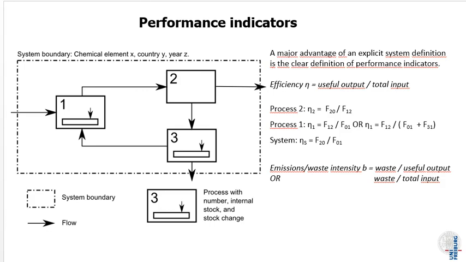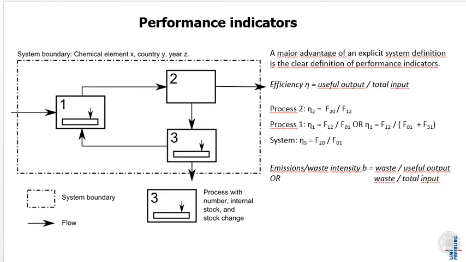In quantitative systems analysis, we can explicitly define performance indicators. This is a crucial feature of the explicit approach. We can, in general terms, define indicators like efficiency as something like the useful output divided by the total input. But when we do this in colloquial language, we often cannot be explicit about what exactly is part of the useful output and what exactly is part of the total input.